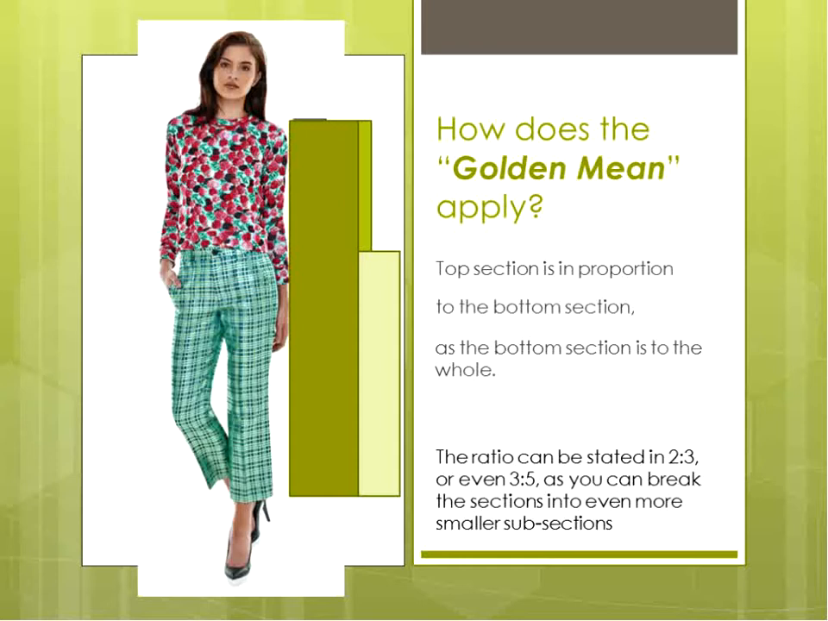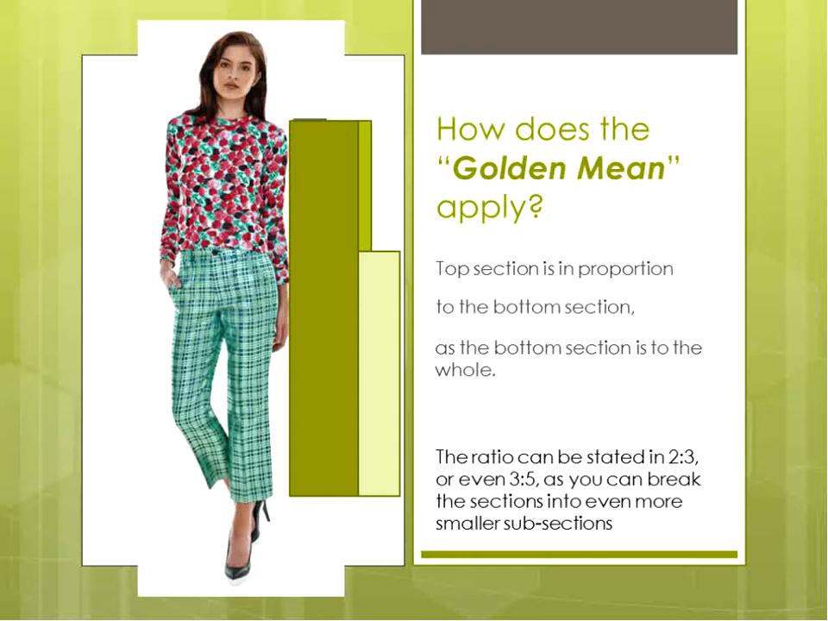Now, the 1-to-2 sections, it's not a perfect exact double this one length, but it's approximate, it's close enough. And so when in clothing we talk about that ratio, we're talking about 1 length representative to 2 lengths of this.